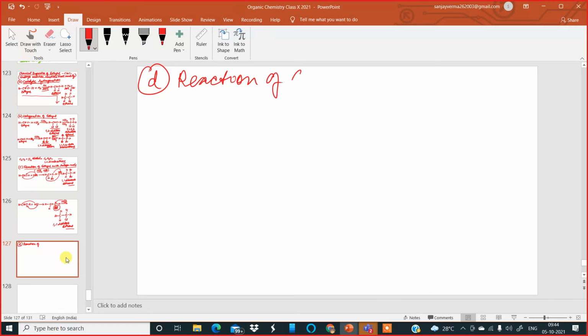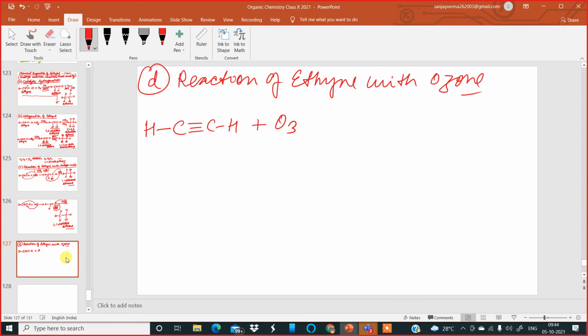Reaction of ethyne with ozone. Let us see the conditions: at ordinary temperature, it has to be ordinary room temperature. So here, if you take ethyne, HC triple bond CH, and react it with ozone, O3.